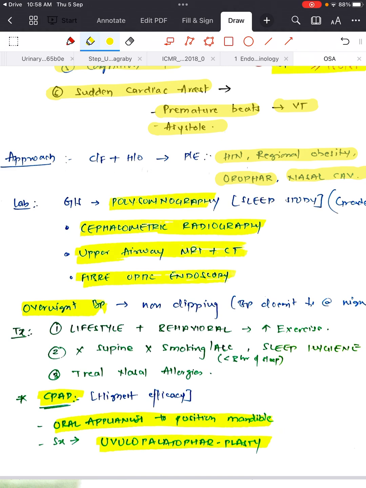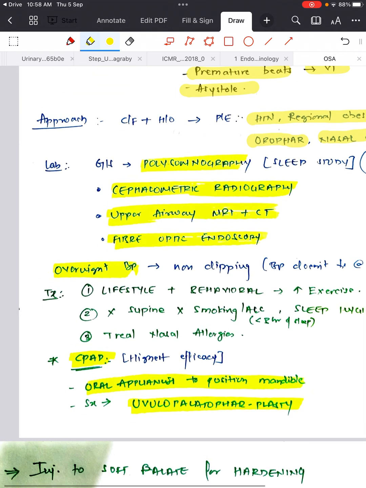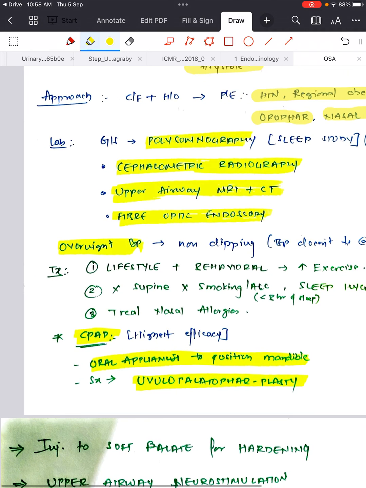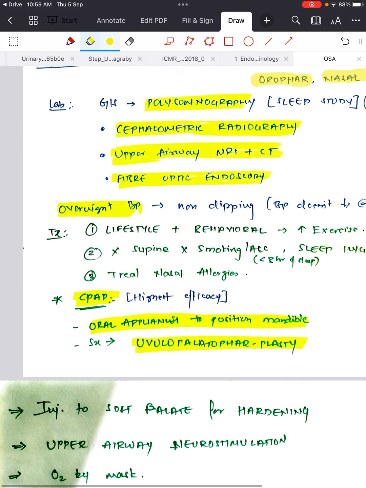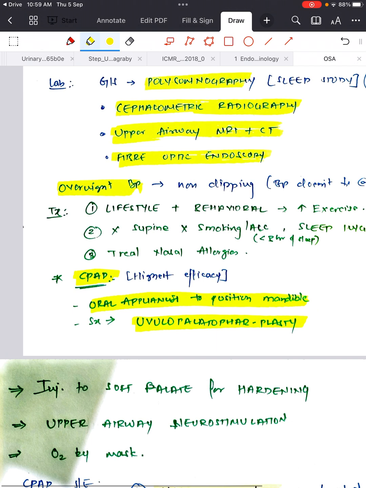You have to avoid sleeping in the supine position. As I said, because of the gravity effect, you should avoid the supine position. Treat nasal allergies if present. Then the main treatment that we advise is CPAP, continuous positive airway pressure ventilation. It has the highest efficacy. Other than that, oral appliances to position the mandible. As I said, if the mandible is retroposed or there is micrognathia, oral appliances will be used to position the mandible.